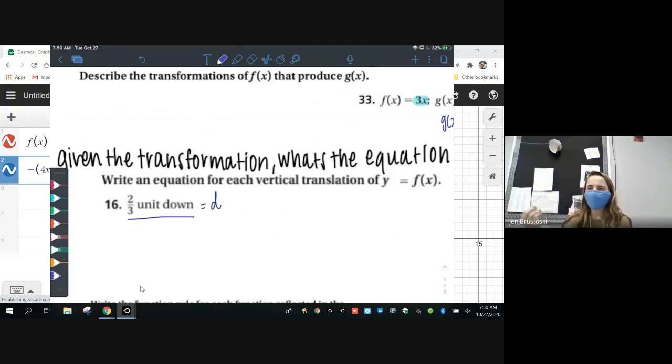So we have a function f of x. And then if we're going down, it's what? Plus or minus? Minus. So f of x minus 2/3. Just like that. That's all it wants for your equation.